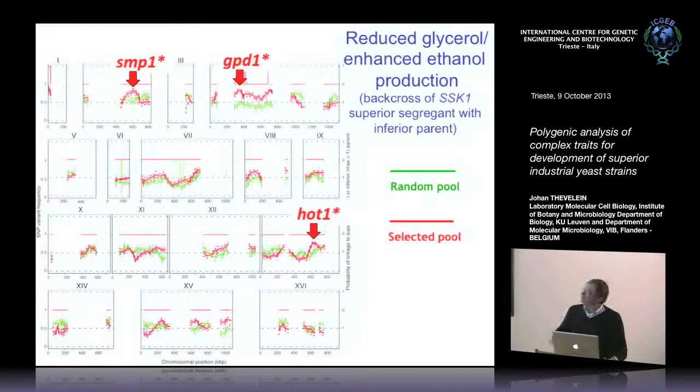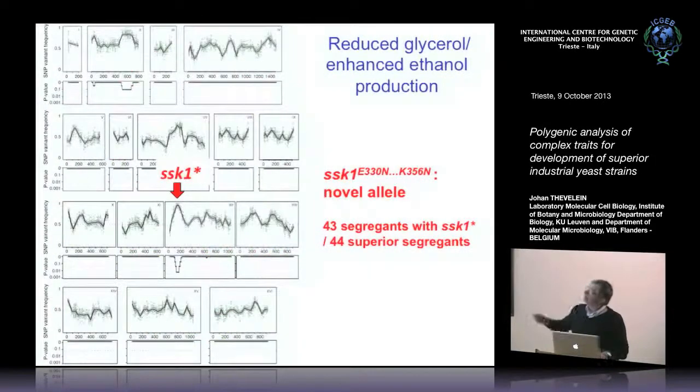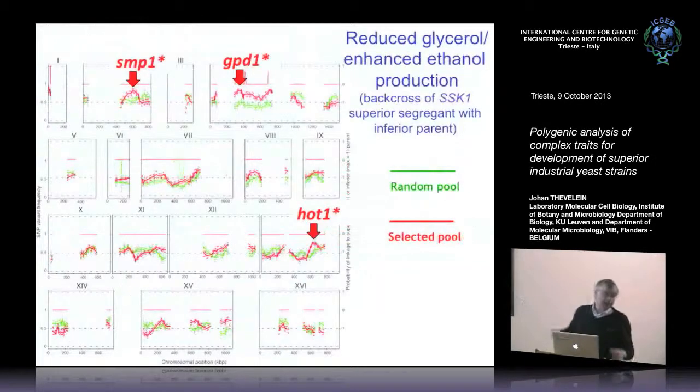These three genes, SSK1, SNP1 and HOT1, are known genes involved in the regulation of glycerol production. GPD1, of course, is an enzyme involved in glycerol production. So this really confirmed that with this approach, you can identify genes involved in regulatory properties and in regulatory pathways.